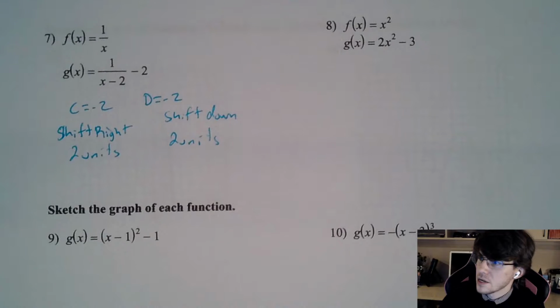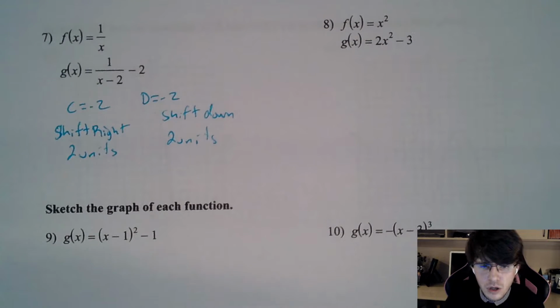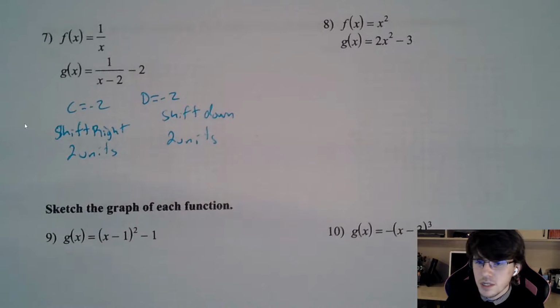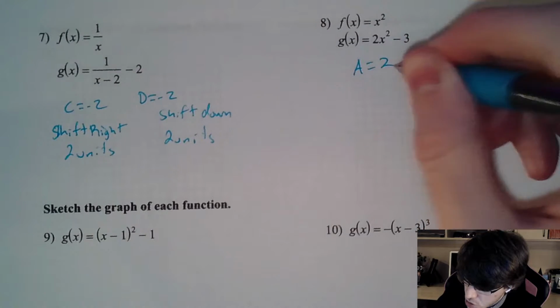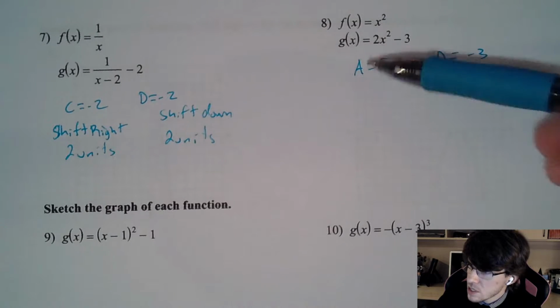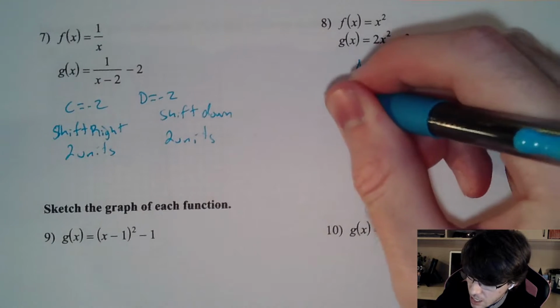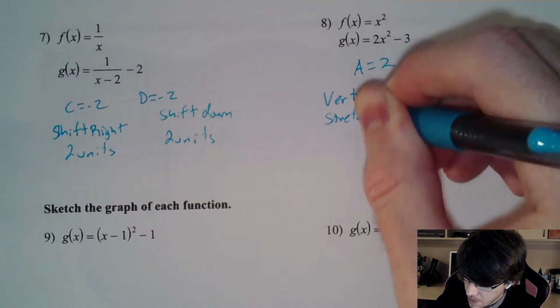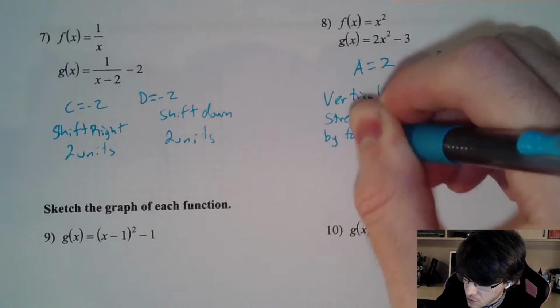Same idea with number 8. We again want to look at our notes really quick. Which ones do we have? We have something that deals with x squared here. We got that A on the far outside, B and C on the inside of parentheses, D on the outside. But because there's no parentheses in this question, we kind of know right away it's got to be the A and the D. So A is going to be 2, and D is going to be -3. We don't often deal with these dilations, but this is going to be a vertical stretch by a factor of 2.